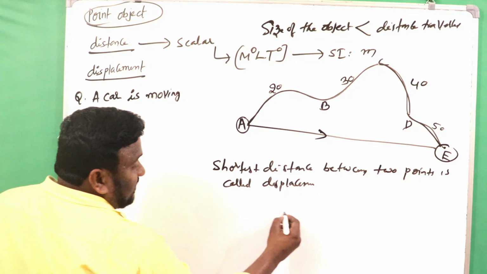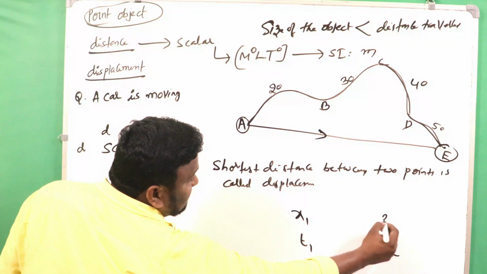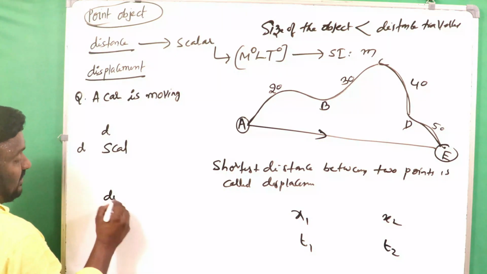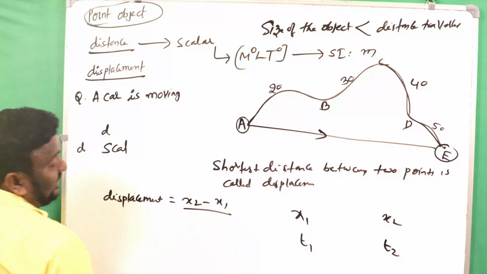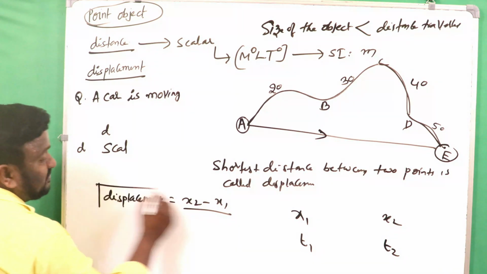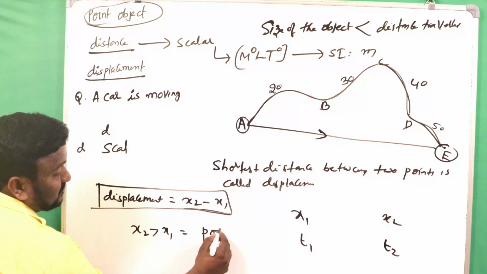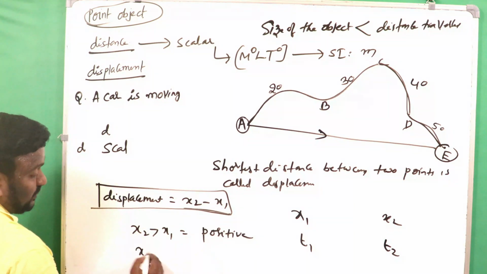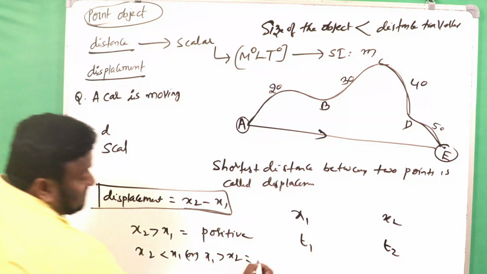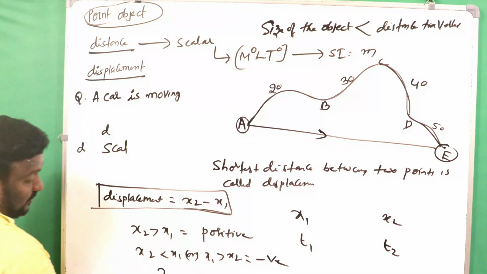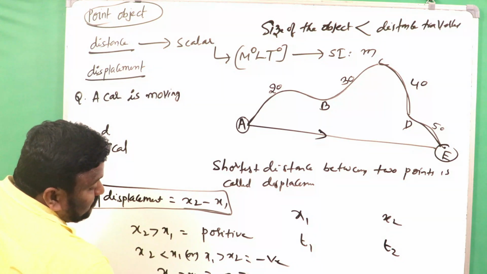Clear? And dear students, for example, at time t1 its position is x1, and at time t2 its position is x2. Then displacement is x2 minus x1. The possibilities are like this. If x2 is greater than x1, displacement is positive. If x2 is less than x1, then displacement is negative. And if x1 is equal to x2, displacement is 0. There are three possibilities here.